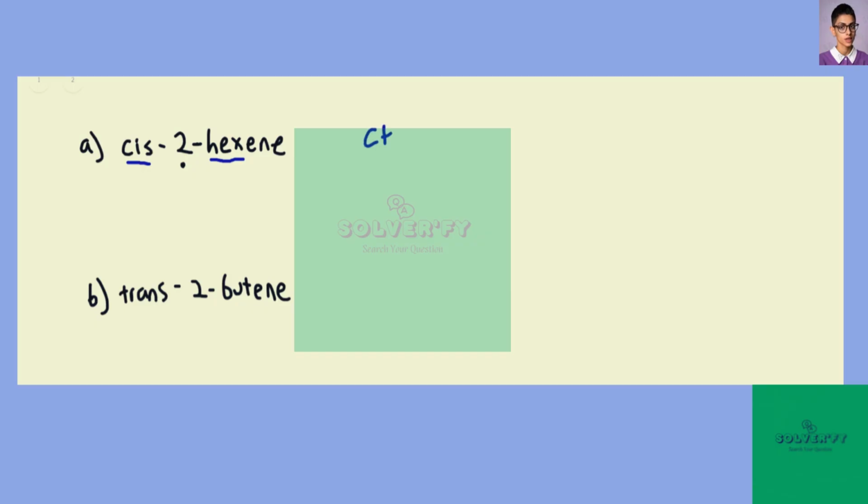So I'm going to draw my first carbon, and then my double bond is going to be off of the second carbon. And because this is a cis isomer, I know that my H's are going to be on the same side, and my functional groups are going to be on the same side as well.